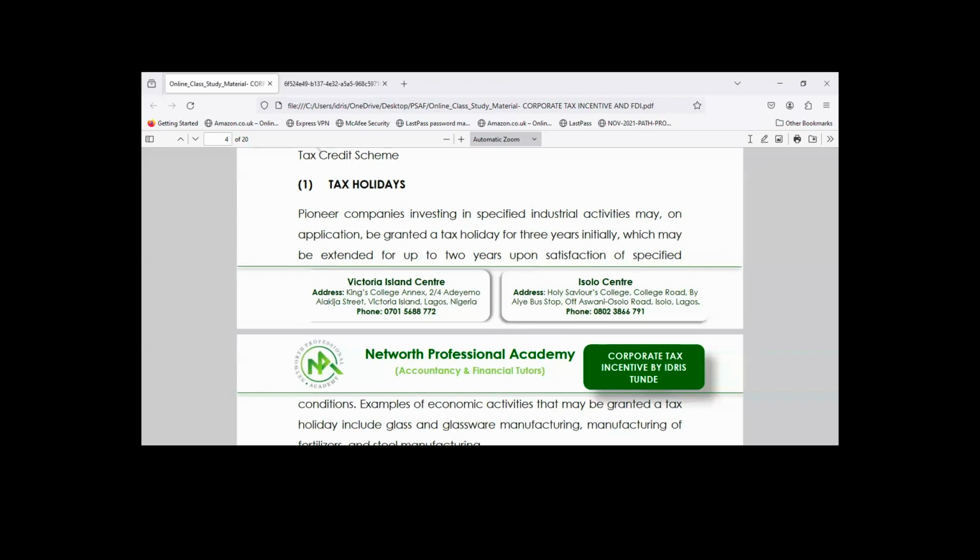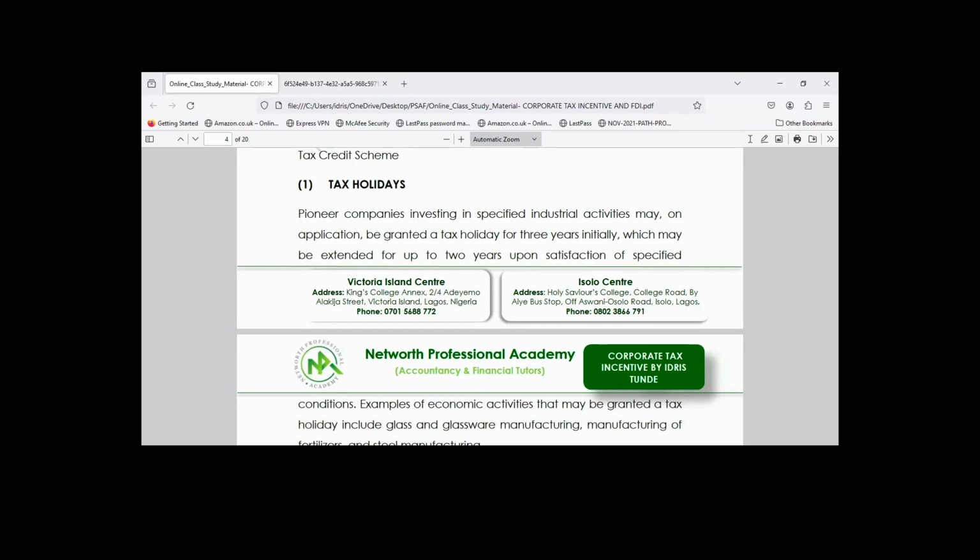After the expiration of the 3 years, the company can apply for an extension of additional what? 2 years. Example of a pioneer company: a textile company. We now see a foreign company in the textile industry say they will come to Nigeria to produce that textile. By manufacturing that textile, it's going to reduce our importation, because most of the textile that we use in Nigeria is imported.